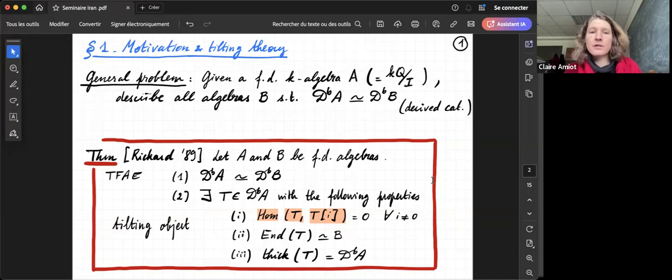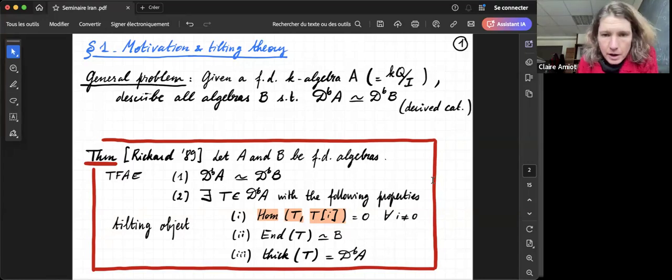So using the theorem, we can come back to the general problem. Given a finite dimensional algebra A, we would like to describe all tilting objects in the derived category of A.